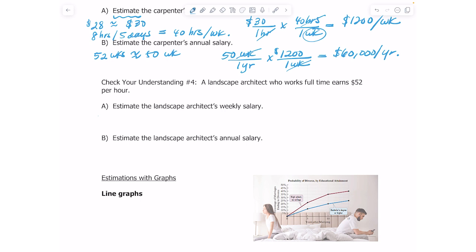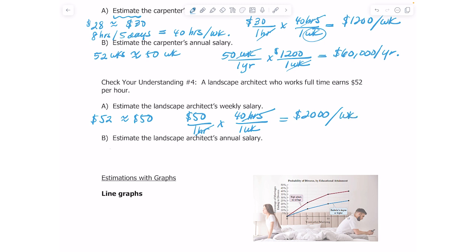Okay, so again, we can round $52 to about $50 to make it easy for us. And we want to look for the weekly salary, right? So it's $50 per hour, so over 1 hour, times, again, we figure there's about 40 hours in the work week. So 40 hours per 1 week. And we can cancel the hours out, and 40 times 50 leaves us with $2,000, so it's about $2,000 per week.